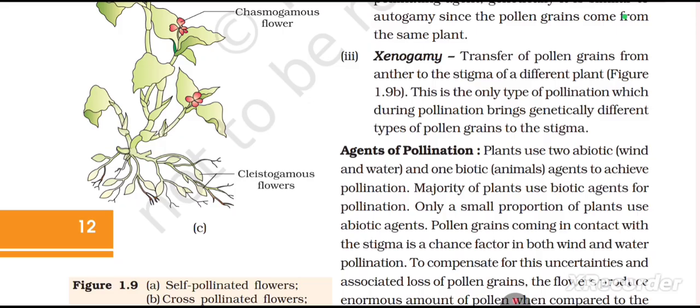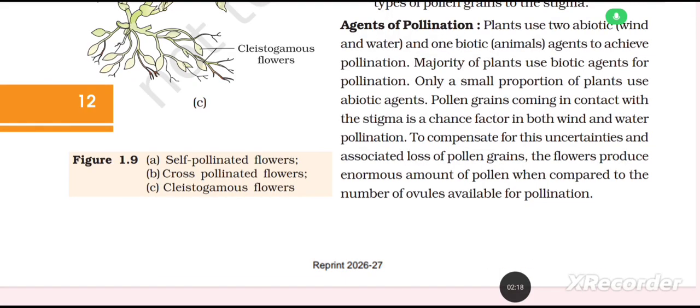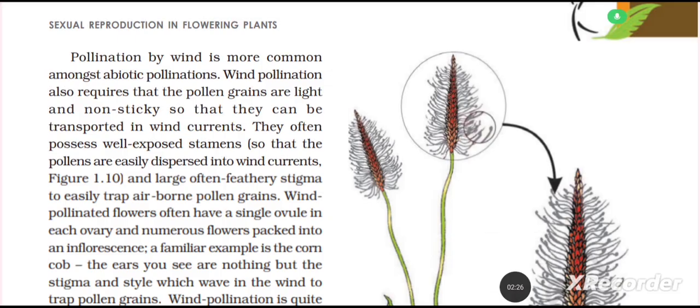Plants use two abiotic agents, wind and water, and one biotic agent, animals, to achieve pollination. Majority of plants use biotic agents for pollination. Only a small portion of plants use abiotic agents. Pollen grains coming in contact with the stigma is a chance factor in both wind and water pollination. To compensate for these uncertainties and associated loss of pollen grains, the flowers produce enormous amount of pollen when compared to the number of ovules available for pollination.